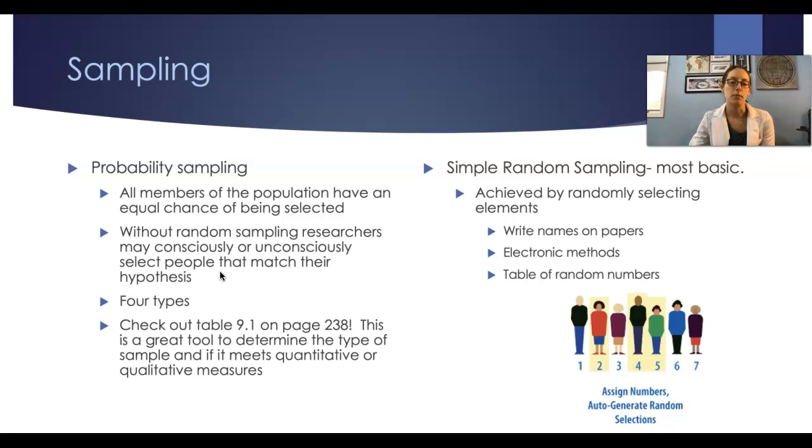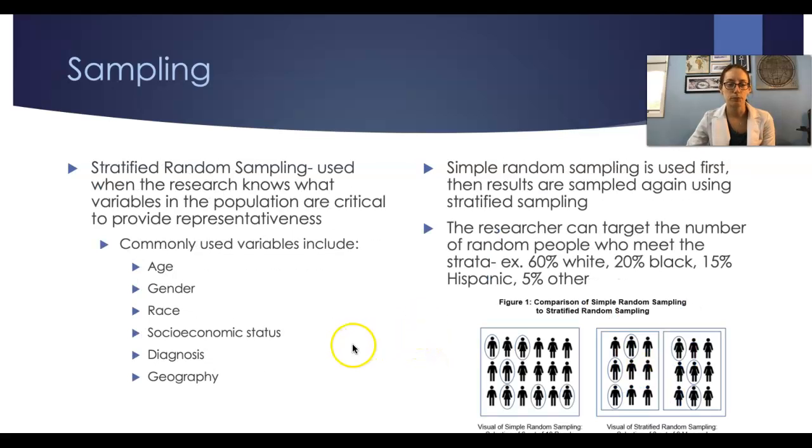You could write people's names on a piece of paper and draw them out of a hat, and there's a lot of electronic methods that you can use. There's a table of random numbers, which really just means that you assign names to a number and you pick them out via this table. So there's a ton of different ways to do it, but the goal here is that there's no bias involved.